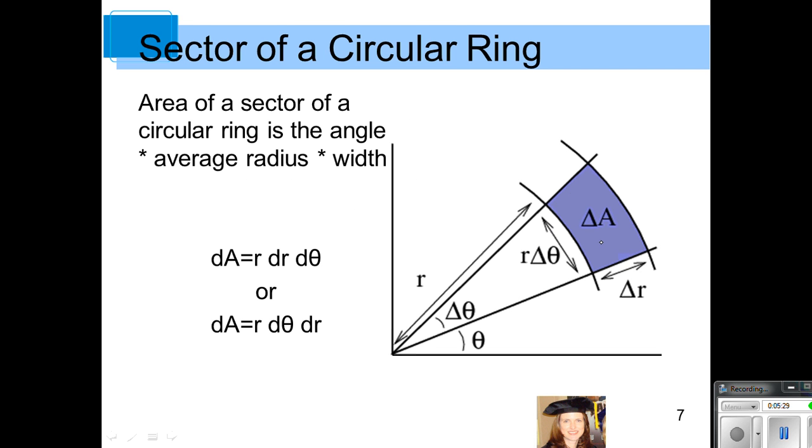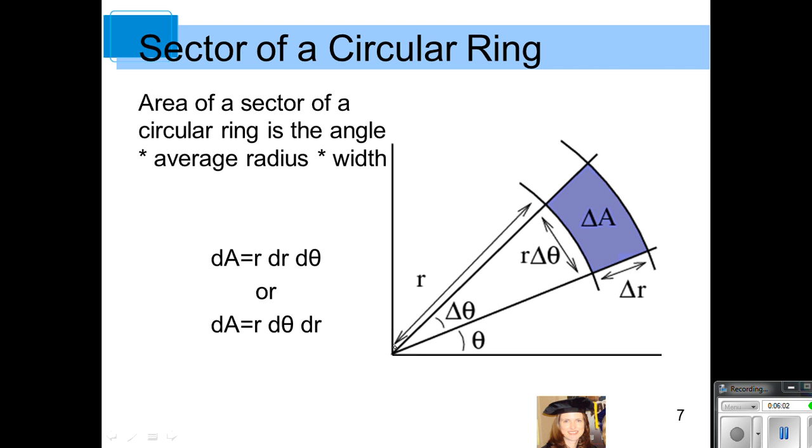Now, that little sector of a circular ring, we could find the area of that. The way you find the area of a sector of a circular ring is to take the average radius, you have an inside radius and an outside radius, and then you're going to multiply it by the width. Now, the width in this case is the angle times the average radius times the width. So we get this conversion equation for differential area.